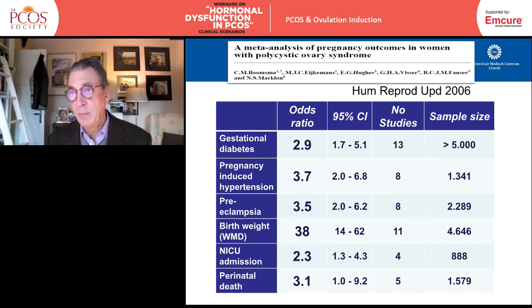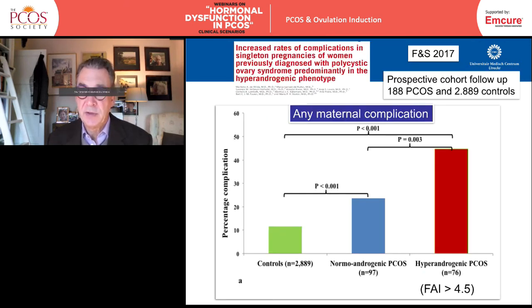And we were quite surprised, unpleasantly surprised by these data, but later on there has been a prospective cohort study of PCOS patients that did get pregnant. 188 of those patients we followed, we compared with 3,000 controls, and here you can see again that it's not just that maternal complications or pregnancy complications are increased compared to controls, but they are particularly increased in the women with elevated androgen levels before conception.